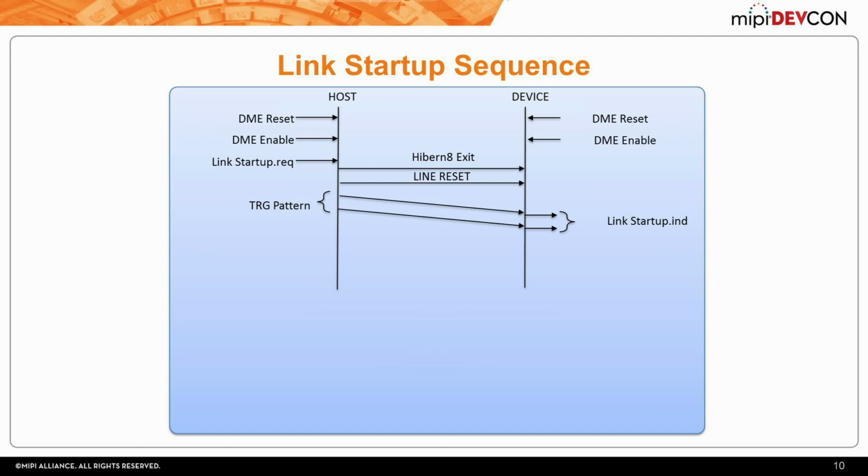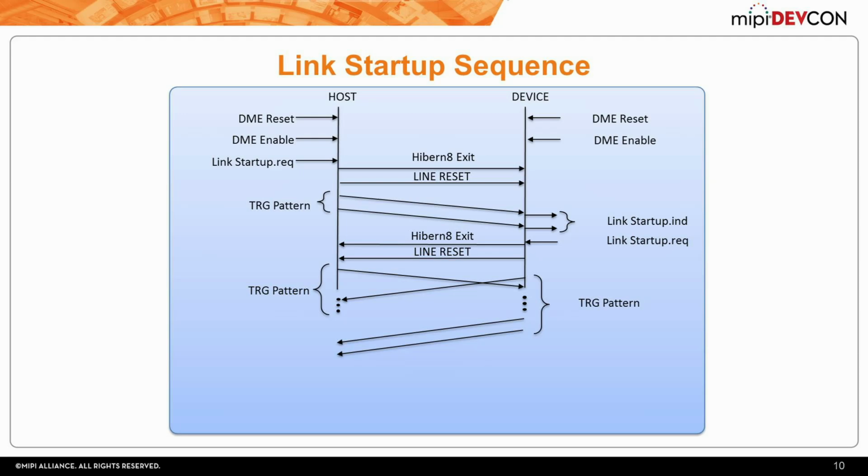And then the device side will do its own link startup request automatically. And we'll do the same. We'll take its TX lines from hibernation and then perform a line reset. And then both nodes will go into trigger pattern exchange. The trigger pattern exchange includes lane discovery, lane realignment, and termination phase. And once that is done, you go into capability exchange. And if all of this procedure was successful, you have a successful link startup confirmation.